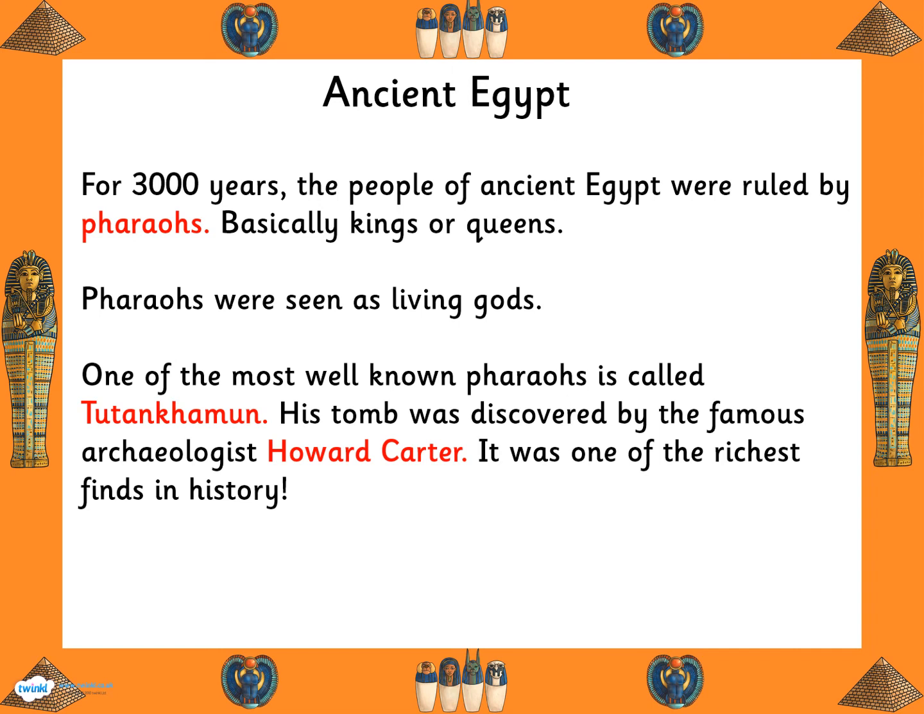His tomb was discovered by the famous archaeologist Howard Carter, and this was one of the richest finds in history because there were lots of treasures in the tomb of Tutankhamun. So remember, a pharaoh is a king or a queen.